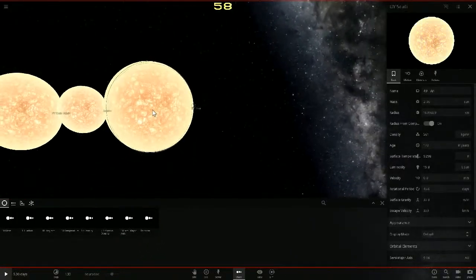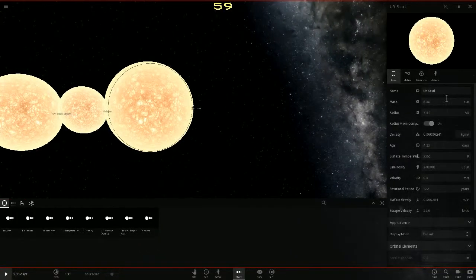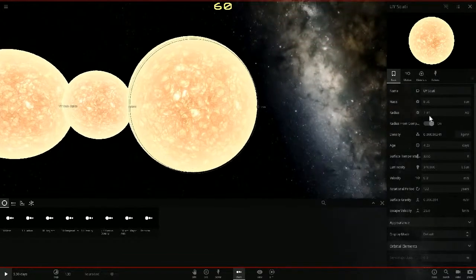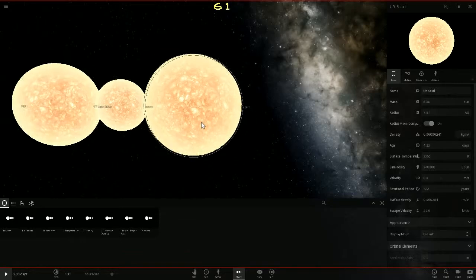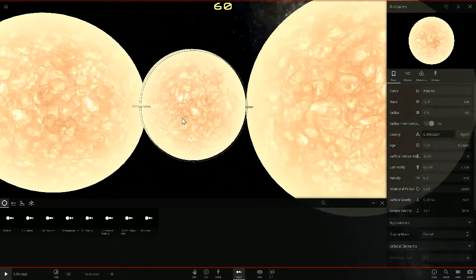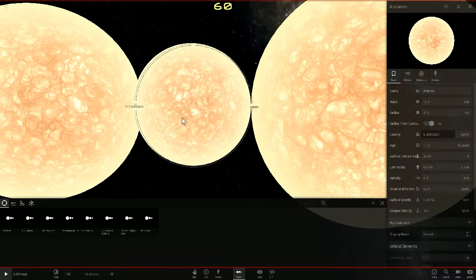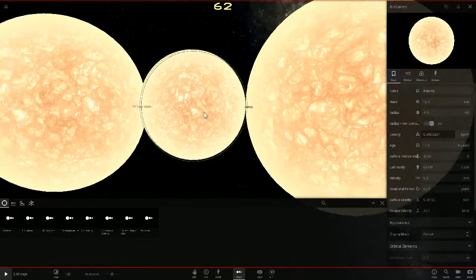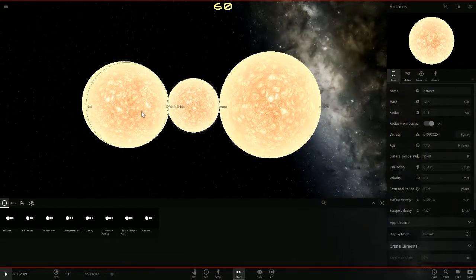And then we go into huge scale, UV Scuti, or Scutti, or whatever you want to say it. I think it's Scuti. This star is absolutely ginormous, but its mass is only 8.5 times the mass of the sun, but its radius is an amazing 7.94 astronomical units. That is huge. Then we go to Phi Canis Majoris. This star's famous. It's 12.4 times the mass of the sun, but it's only 4.11 astronomical units radius.